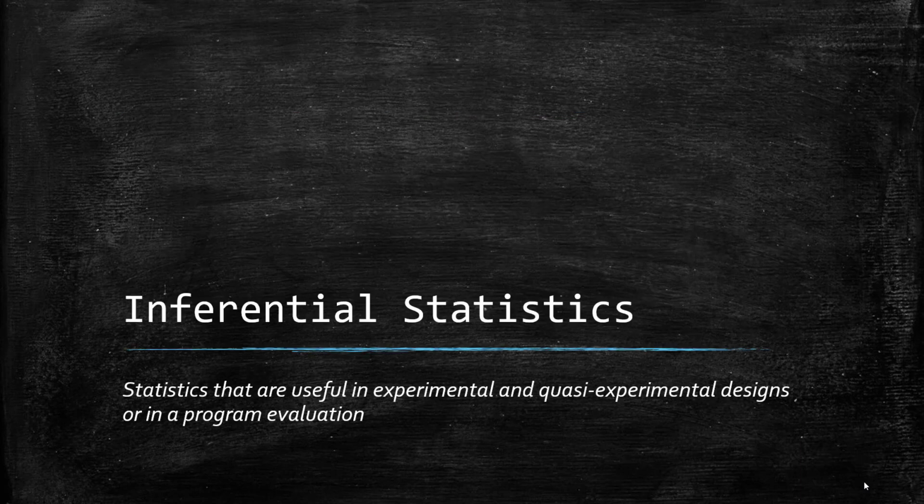We use inferential statistics when we have developed and employed an experimental or a quasi-experimental design, or in a program evaluation. And again, what we learned last semester is the basic difference between an experimental design and a quasi-experimental design has to do with the random assignment of individuals to groups, something that we don't normally do in social work practice. And in our program evaluations, we actually just use the research designs that we learned about in doing a program evaluation.